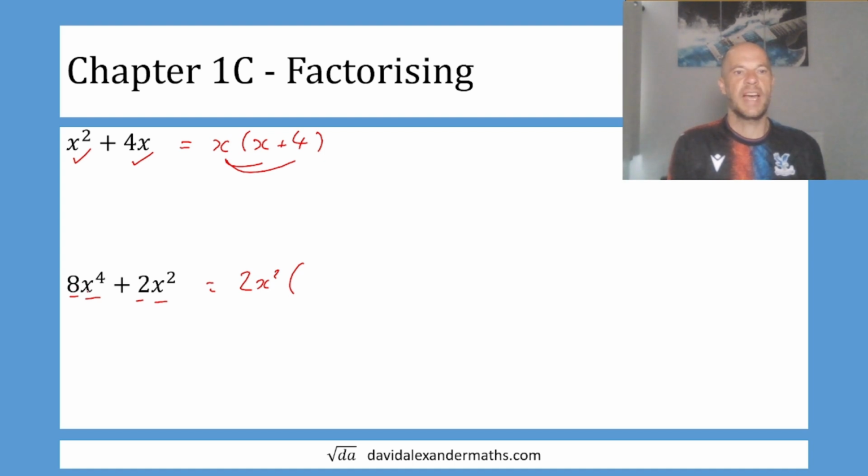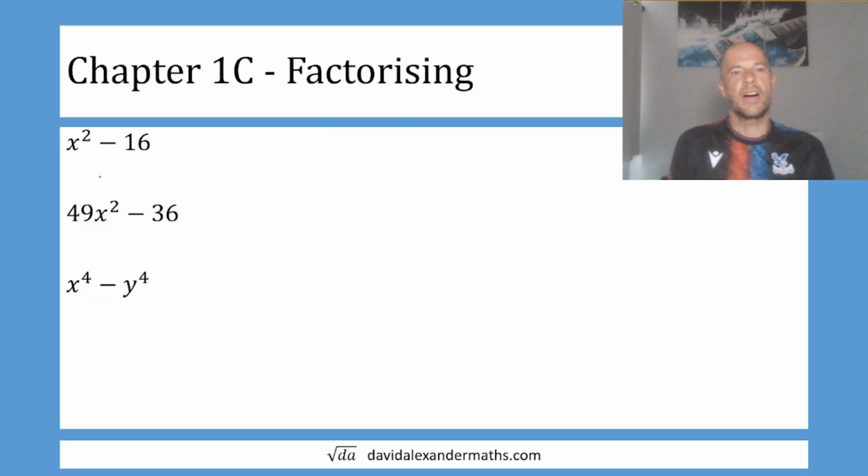So, what is 8x to the 4 divided by 2x squared? Well, 8 divided by 2 is 4. X to the 4 divided by x squared is x squared. Plus, what's 2x squared divided by 2x squared? Well, anything divided by itself is 1.